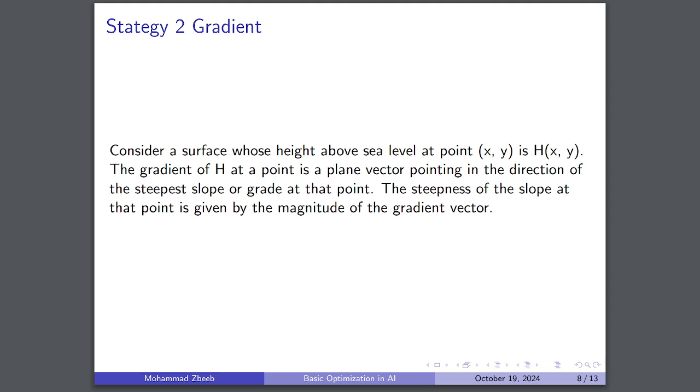And the steepness of the slope at that point is given by the magnitude of the gradient vector. So this vector is two things. It's pointing to the maximum of that surface, and the steepness of that slope is nothing but the magnitude of that gradient.